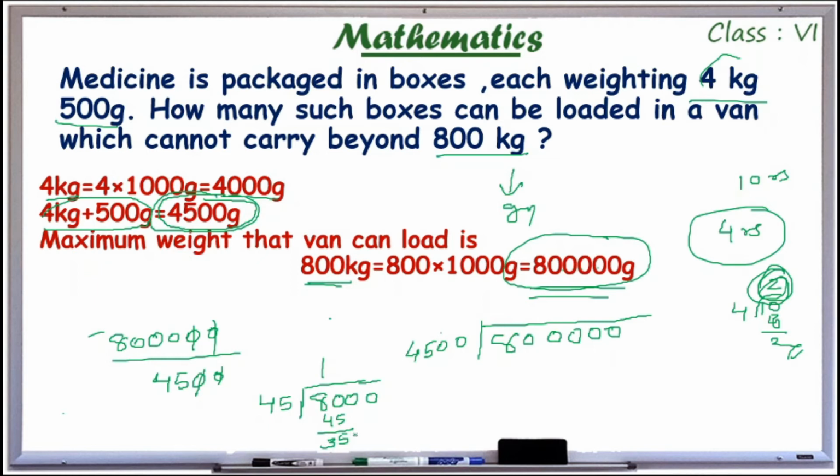I get a remainder of 35. Then 45 into 350. I have to check. 45 into 8 is equal to 360, so just one number before that. 45 into 7 is equal to 315. So 7. I will get 315. So I get the remainder. Again 350. So 177. So 177 is the answer.